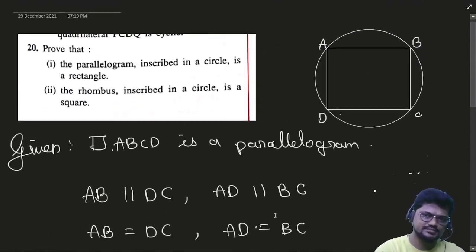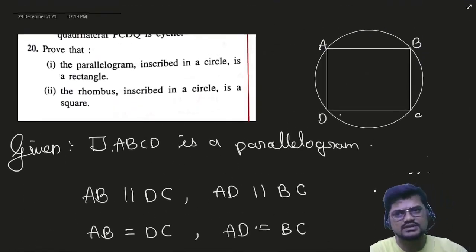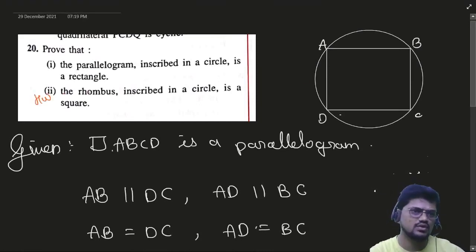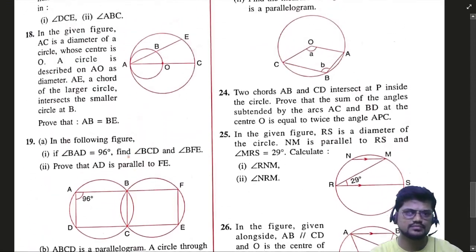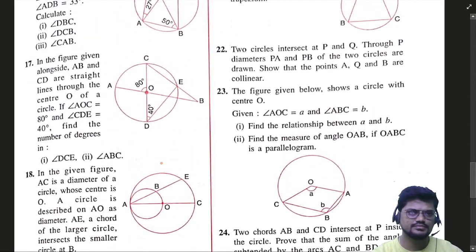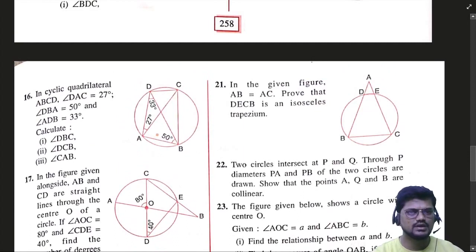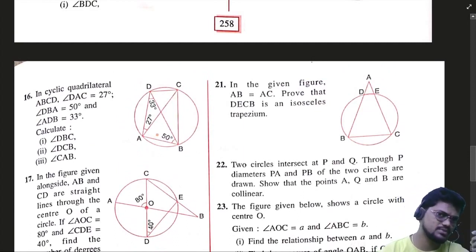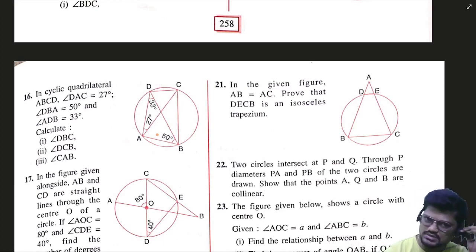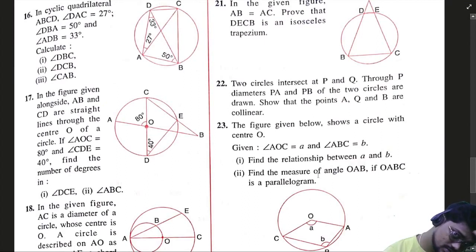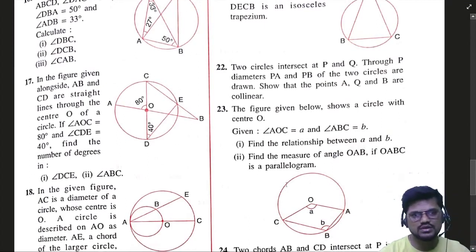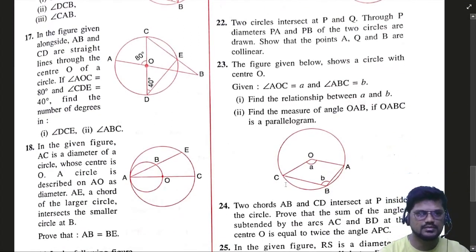Now the next. The rhombus inscribed in a circle is a square. It's a similar sum. Please solve this question in your homework. Then, in the given figure, AB equals AC, prove that DECB is an isosceles trapezium. It's simple. Let's solve question number 23.